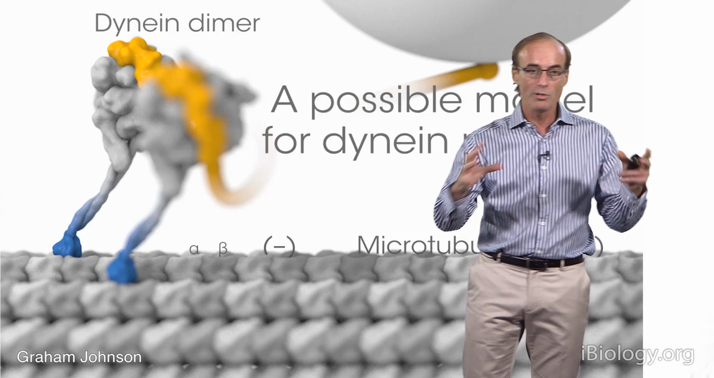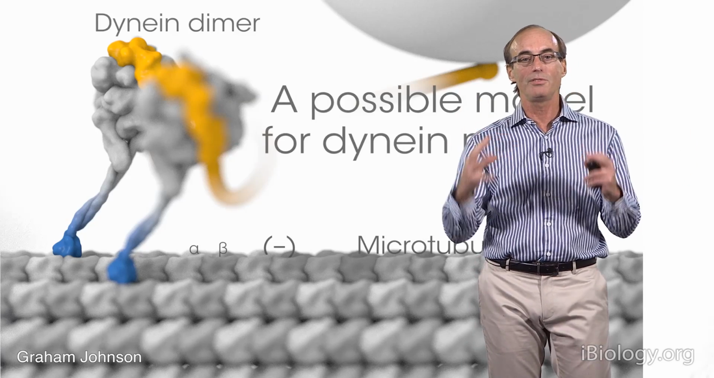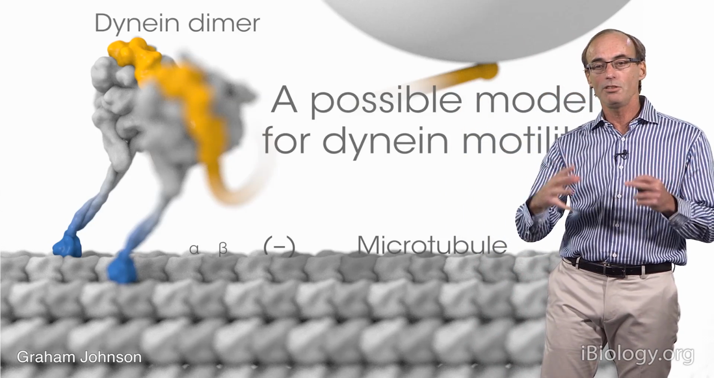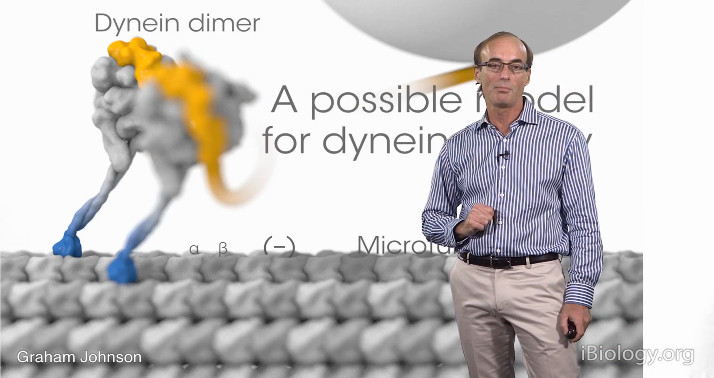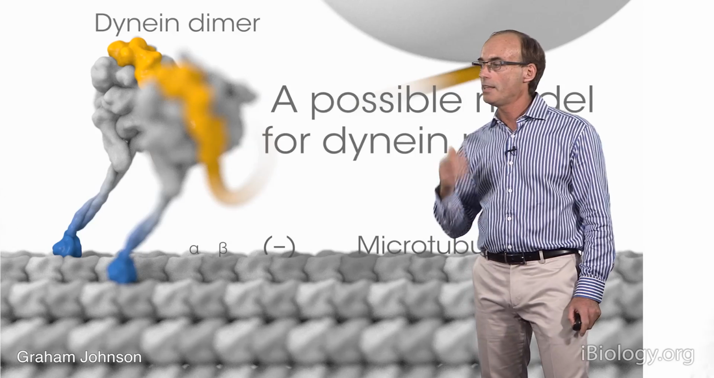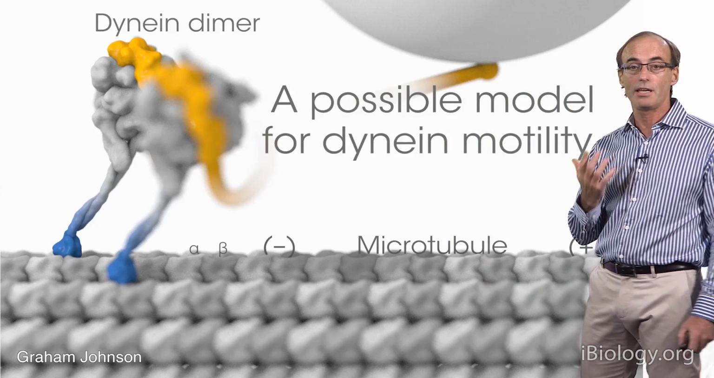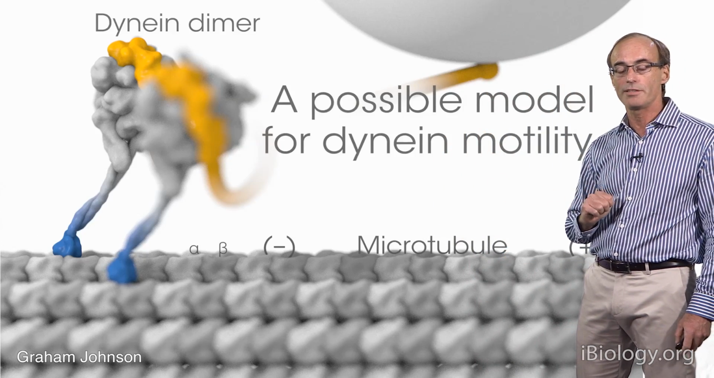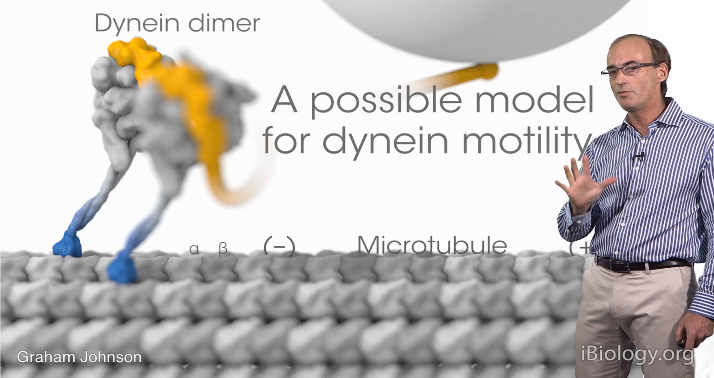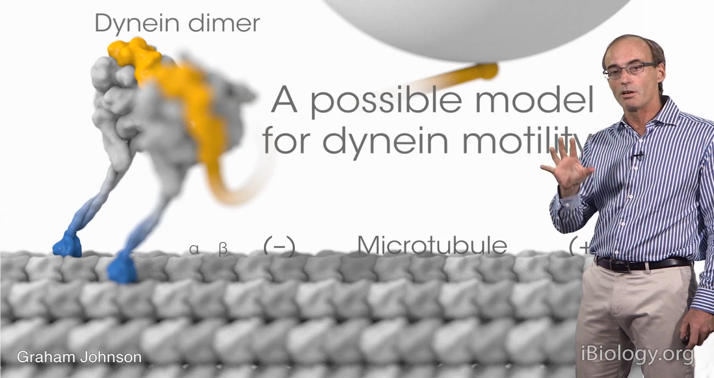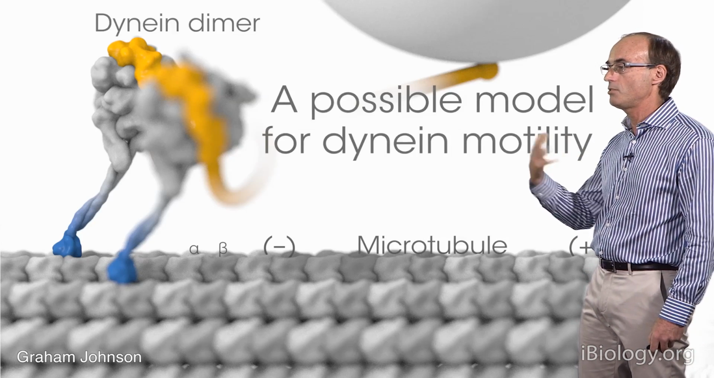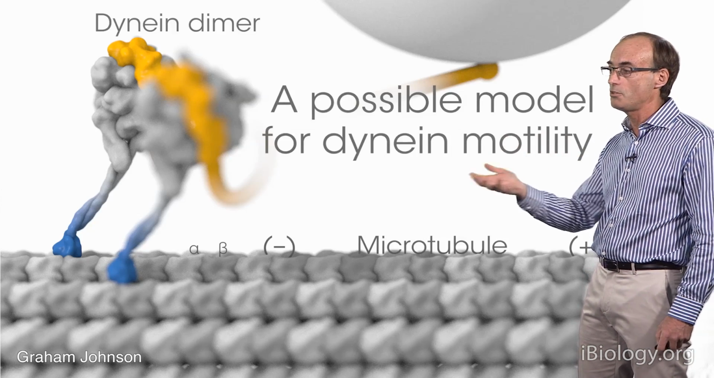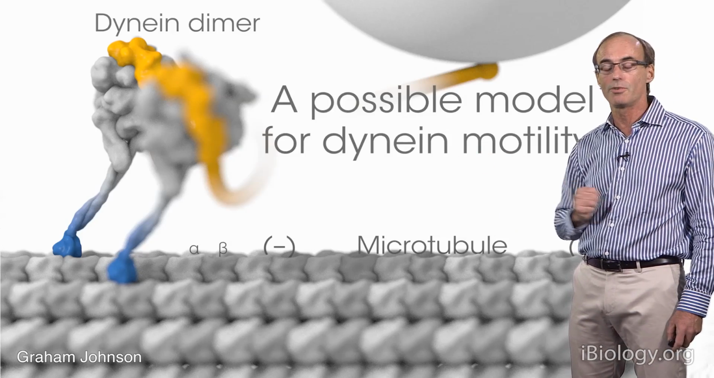And now what I like to do is to synthesize both pieces of information together into a model that describes how Dynein is able to move along a microtubule. And this model is presented in the form of an animation that's made by Graham Johnson. Many parts of this animated model are speculative at the present time, and no doubt as we get more information on Dynein, this model will change over the years.